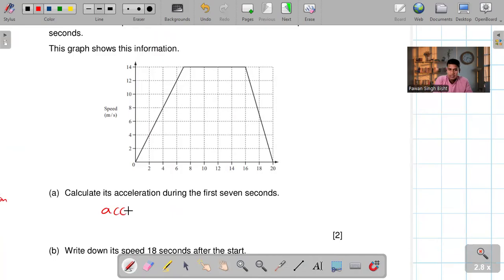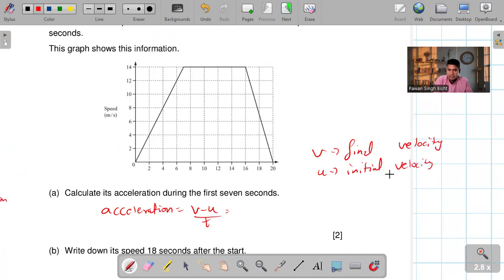So acceleration formula, as I told you, is change in velocity over time. If you are a physics student, you must have studied that acceleration is v minus u upon t, where v is called final velocity and u is called initial velocity, right? So final minus initial means change in velocity. Final is 14, initial is 0, and the change in time is 7 minus 0, 7. So 14 upon 7, how much are we getting? 2 meter per second square. That is acceleration, right?